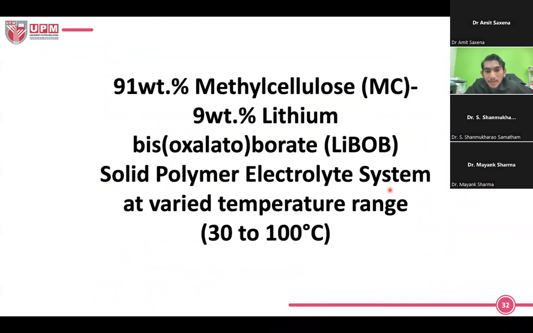Okay, all right. Then again, that one is a result at room temperature. We want to validate, we want to test, whether this equation can be applied over a range of temperatures. So we use one sample, which is 91 weight% of methyl cellulose and 9 weight% of lithium bisoxalate borate solid polymer electrolyte. We perform the impedance measurement from 30 degrees Celsius to 100 degrees Celsius, and we calculate the N, mu, and D.